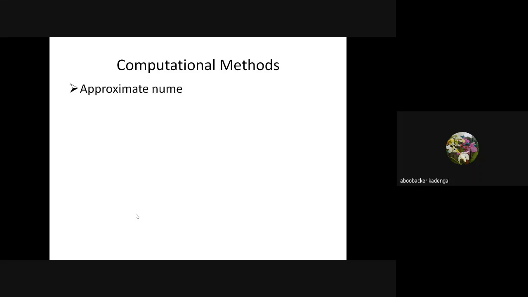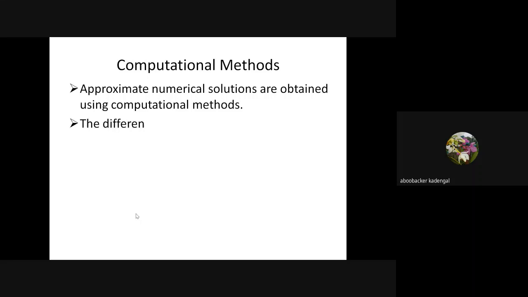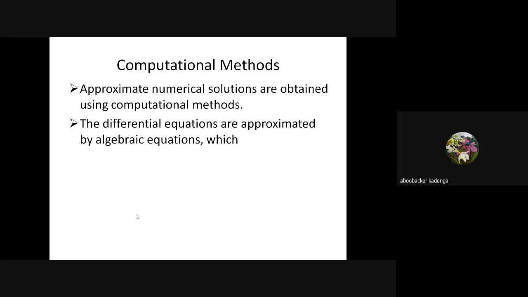In the computational method, approximate numerical solutions are obtained using computational methods. The basis for both is the mathematical model. In analytical methods, we have the solution: if the equations are simple, we can have closed form or exact solutions. But if solutions by exact mathematical methods are not possible, we get approximate numerical solutions. That method is called the computational method. Here the solutions are not exact, but numerical solutions which are approximate.